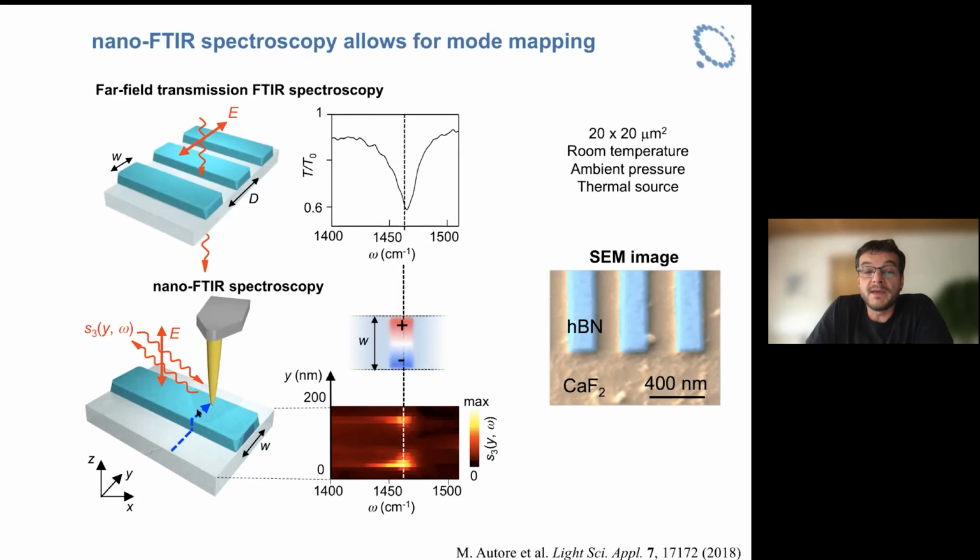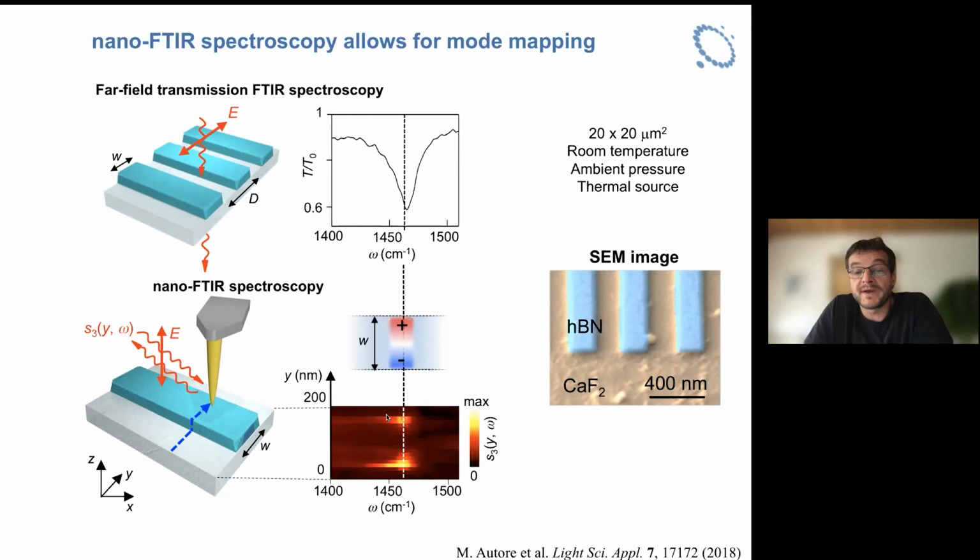So that's why we image with the tip across the ribbon, and at each of the pixels we take an infrared spectrum of the light that is scattered by the tip. In this case, we get this plot where we have the frequency on the horizontal axis, and on the vertical axis, we have distance from here to here. If we go along this horizontal direction, we see a resonance peak, and this resonance peak is located here at the edge of this ribbon.